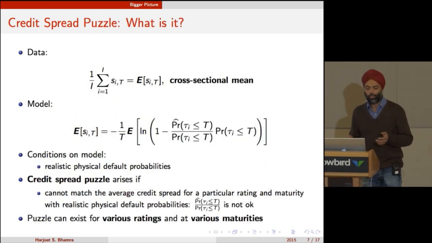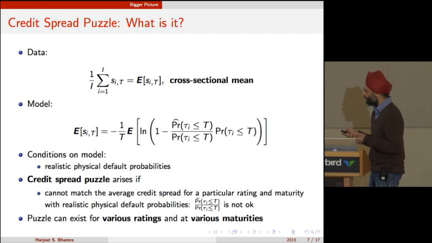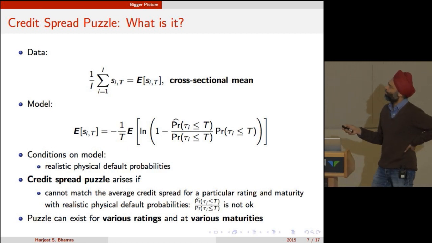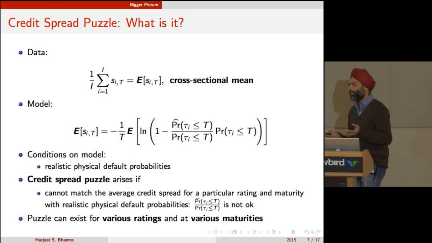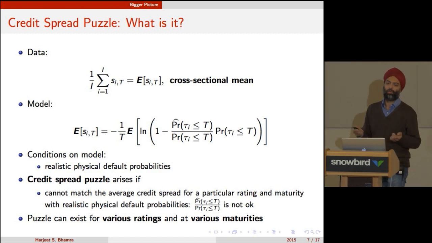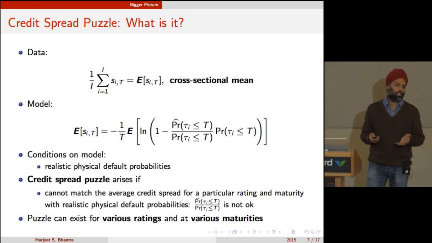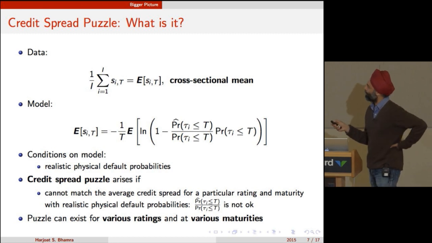So the credit spread puzzle, what is this thing? What is this puzzle? Why do some people think there is a puzzle? So if you think about the data, what's reported basically is a cross-sectional mean. When someone tells you, look, the triple B credit spread is such and such relative to triple A, that's basically looking at a portfolio of triple B bonds for a particular maturity and adding up the spreads, taking the average. So that's the cross-sectional mean.